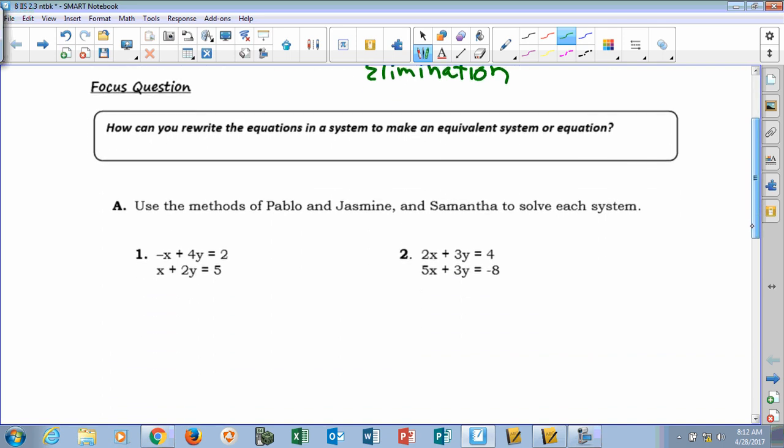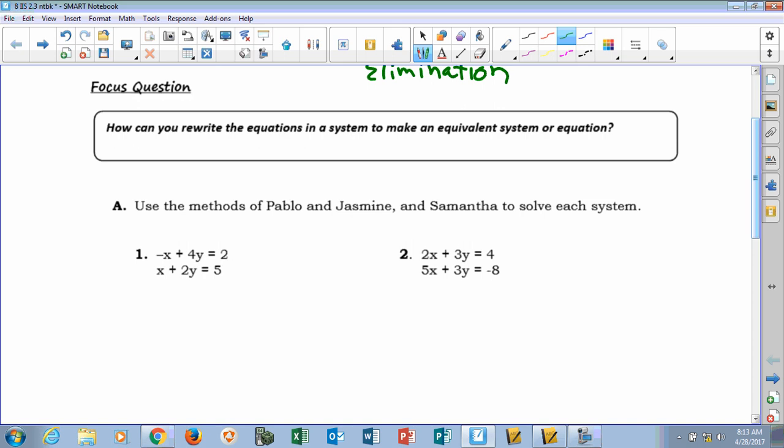So the first part here says use the methods of Pablo and Jasmine and Samantha to solve each system. Well, that's on page 30. So it says Pablo and Jasmine showed their method for solving systems of linear equations. Their teacher then asked the class how you could solve the following system using the methods from problem 2.0. Now, we skipped problem 2.2, but the problem is 2x minus y equals 4 and x plus y equals 5.